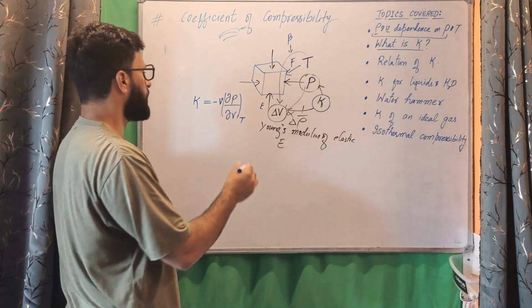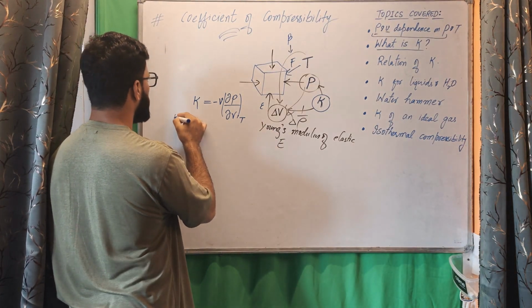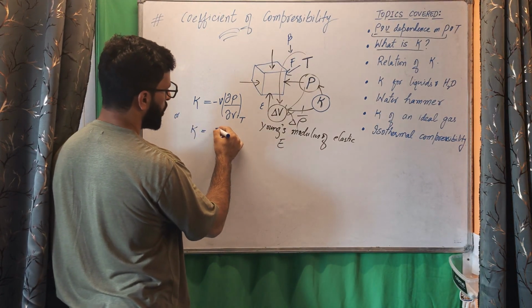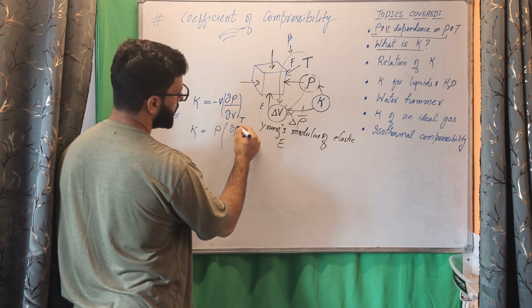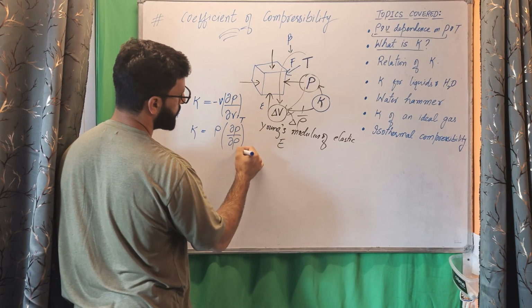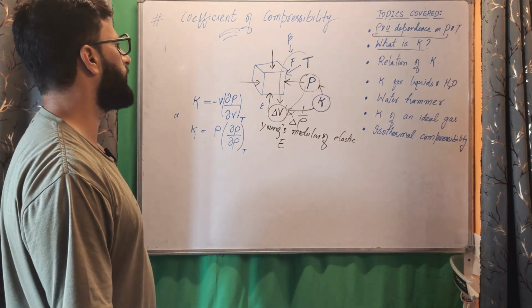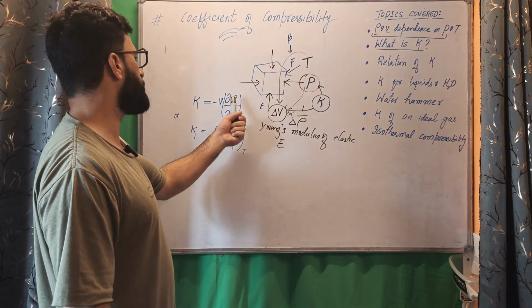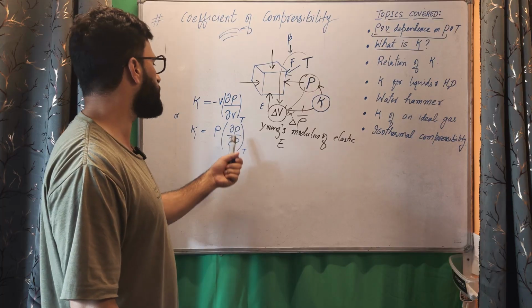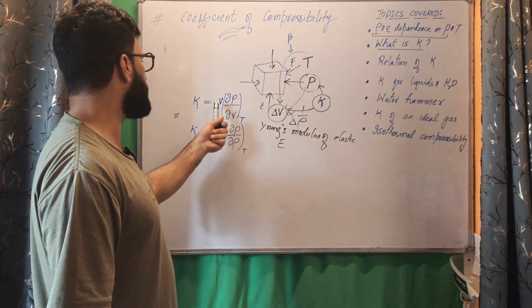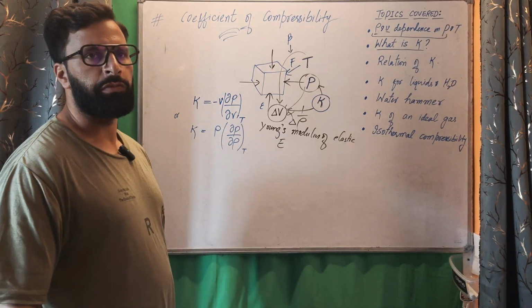So, in terms of density, it is rho dou P by dou rho at constant temperature. So these are the two relations of coefficient of compressibility that relate how pressure change causes change in volume or density. It decreases volume or it increases density.